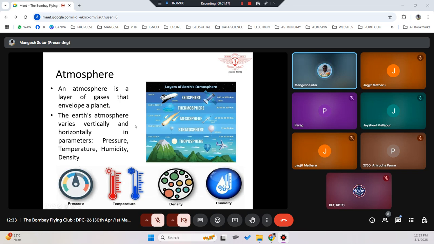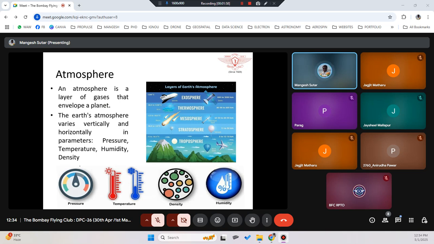The Earth's atmosphere varies vertically and horizontally in parameters: pressure, temperature, humidity, and density. So with respect to the location, pressure, temperature, humidity, and density will vary not only horizontally but even vertically. That means if you are at sea level, the pressure, temperature, humidity, and density will differ compared to when you are, suppose, at Lonavala, which is probably 200, 300 meters high. There you will have a different pressure, different temperature, different humidity or density.